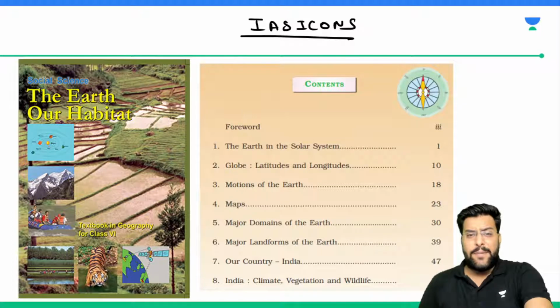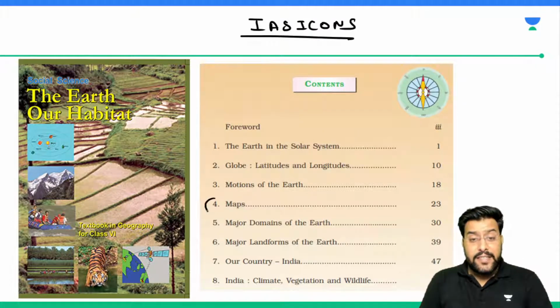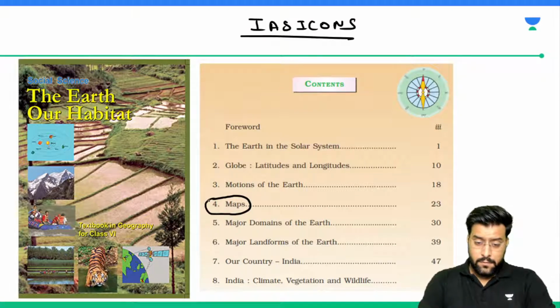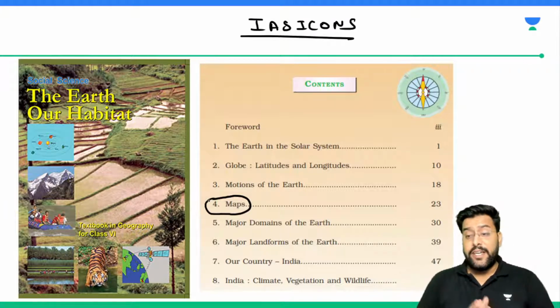So what do we understand by a map? What do we understand by this chapter or by this term map? So what is a map? Can you please tell me? What is a map? Can you please tell me, guys?